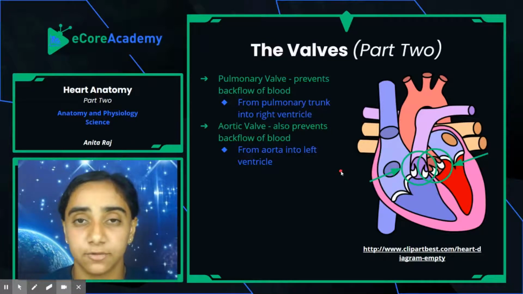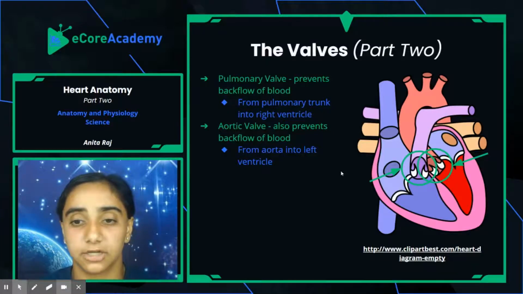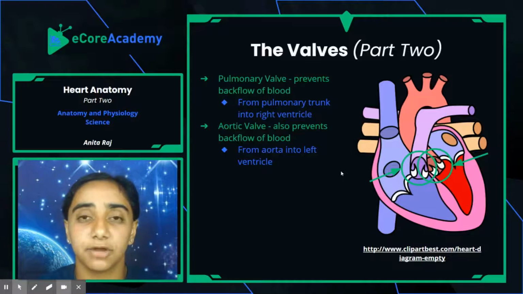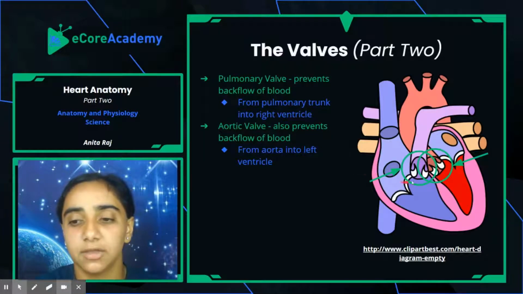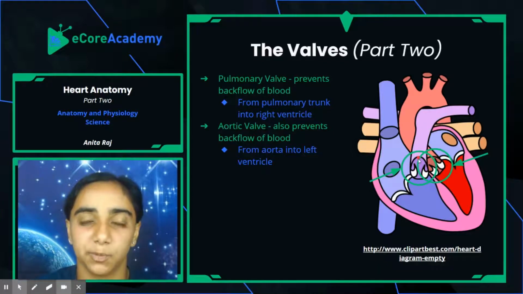We need a constant forward flow of blood. We don't want backflow of blood. And these valves will close to make sure that blood doesn't flow in the wrong direction. So it connects the right ventricle to the pulmonary trunk. This right here is your right ventricle, just a refresher. And this structure right here, this purple structure, is what we call the pulmonary trunk.